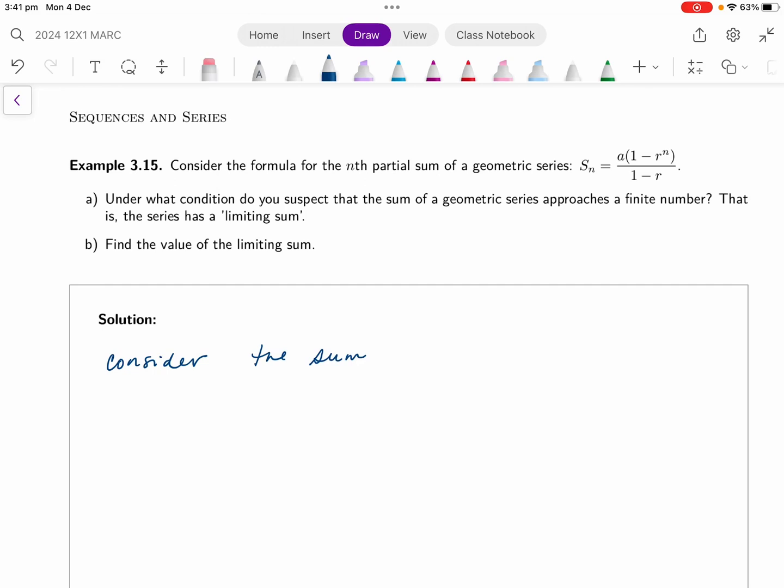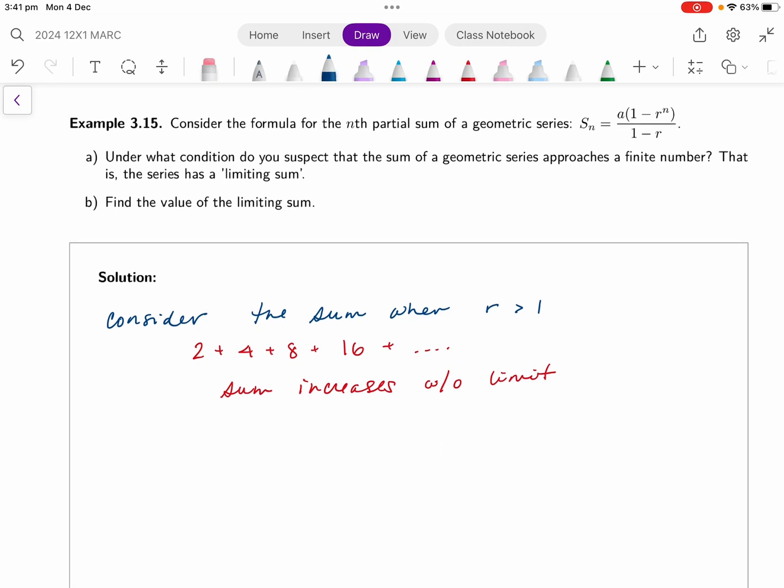So consider the sum when r is greater than 1. So pick an easy geometric sequence. So 2 that we're going to add, so geometric series 2, 4, 8, 16, and so on and so forth. We can obviously see that the sum increases without any limit. It's going to go to infinity.